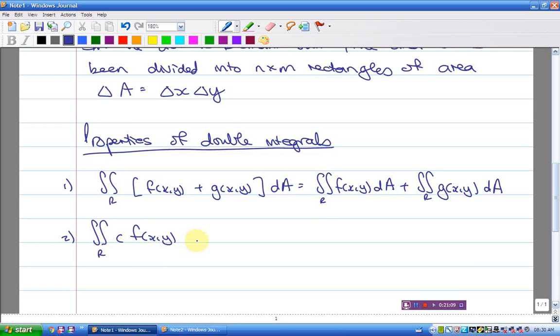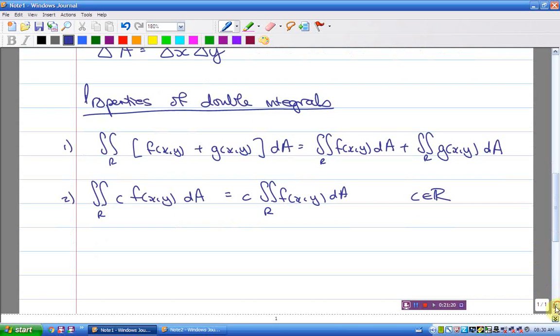If you have a constant multiplied by your function, you can pull that constant outside the double integral. Again, hardly a surprise, because you do this for single variable integrals. Number 3, what have we got here?